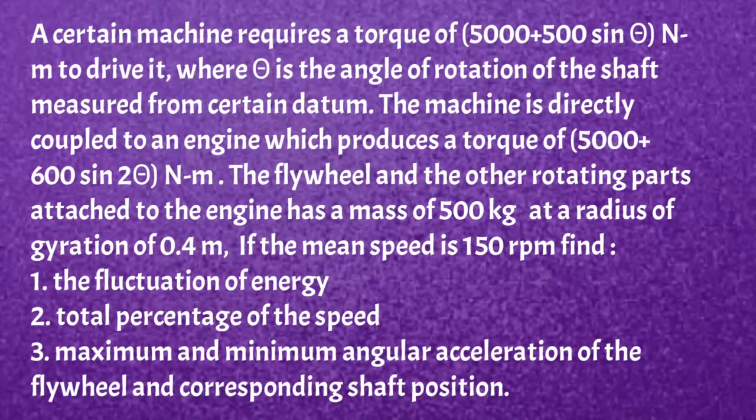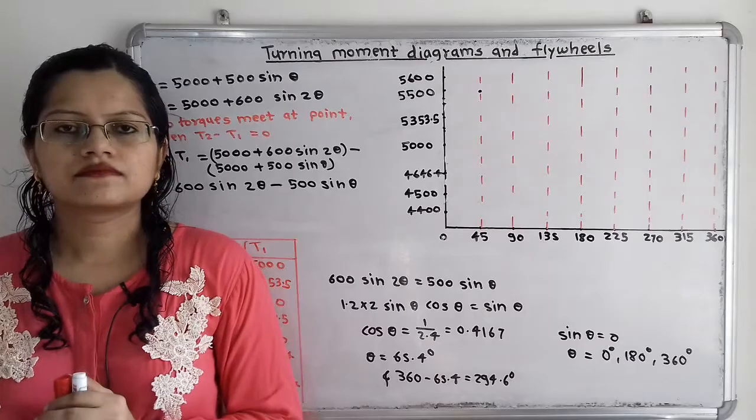If the mean speed is 150 rpm, find first the fluctuation of energy, second the total percentage fluctuation of speed, third the maximum and minimum angular acceleration of the flywheel and the corresponding shaft position. So this was the given question.